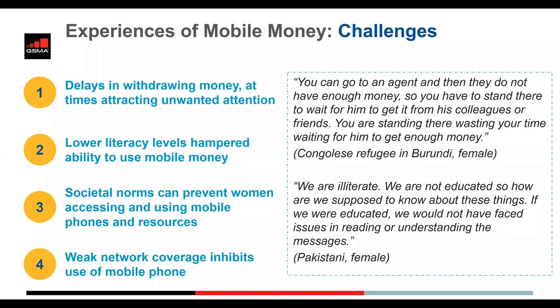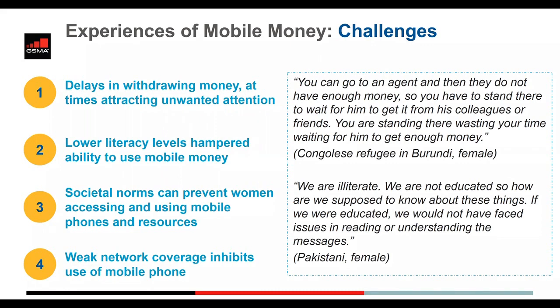There were, however, some challenges that we heard from the clients. There would be, in some cases, delays in withdrawing the money, which could negate the discretion benefit if people saw you waiting in line at a mobile money agent to cash out. Similarly, lower levels of literacy hampered the ability to use mobile money, because mobile money is based on text. It requires at least some ability to read numbers and language in some cases. In some contexts, especially in Pakistan, we noted that societal norms prevented the women from accessing and using the mobile phones that they'd been given.